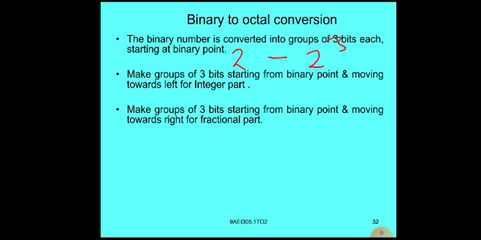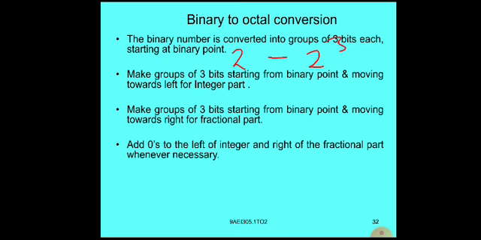Make groups of 3 bits starting from the binary point and moving towards the left for the integer part. Make groups of 3 bits starting from the binary point and moving towards the right for the fractional part. These 2 points are very important. Making the groups: where to start the group, where to end the group. That is the thing you have to remember, otherwise you will get wrong results.